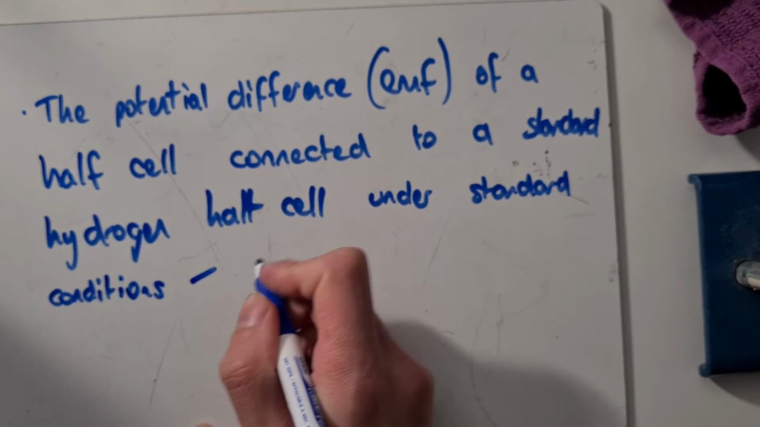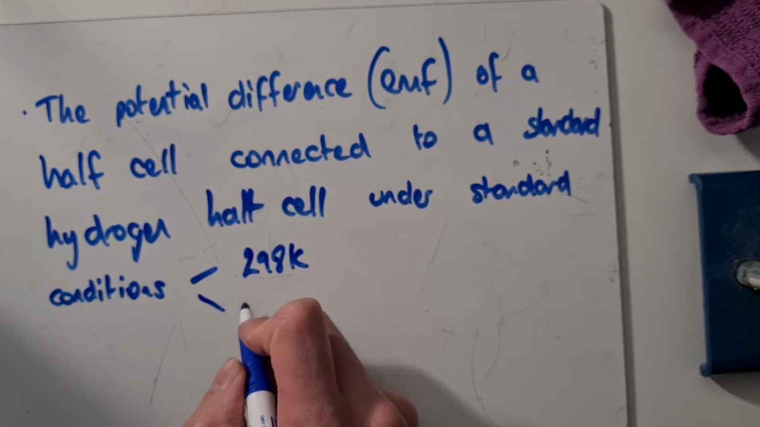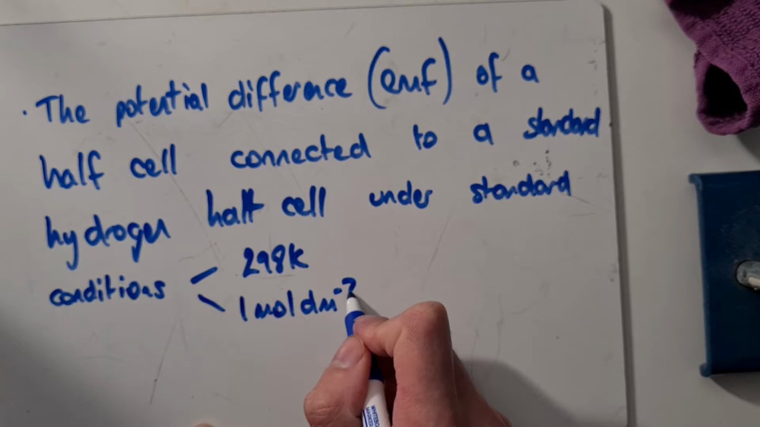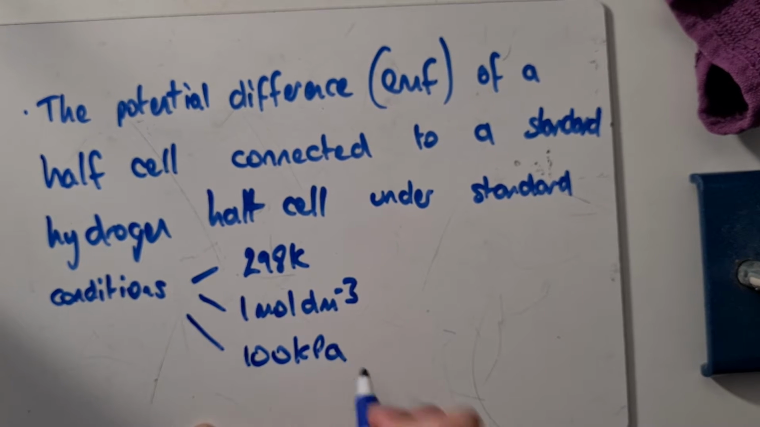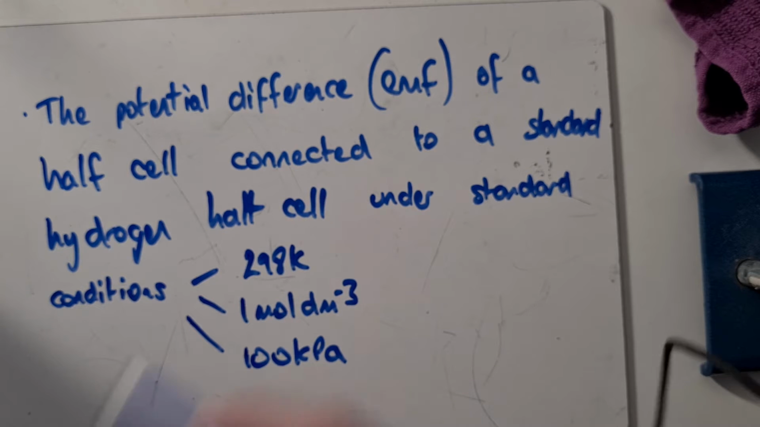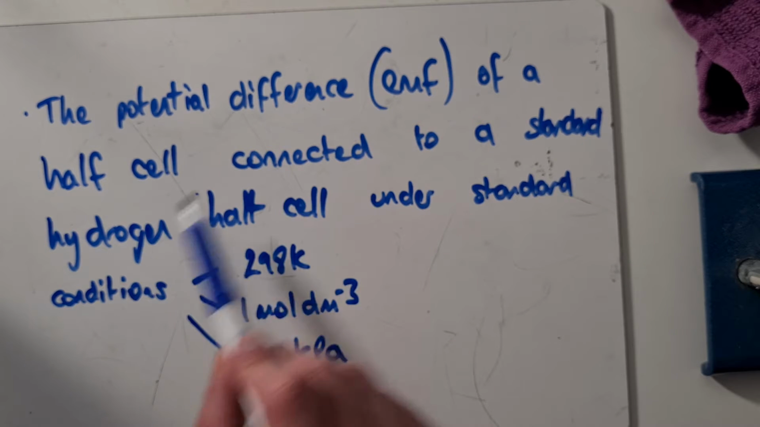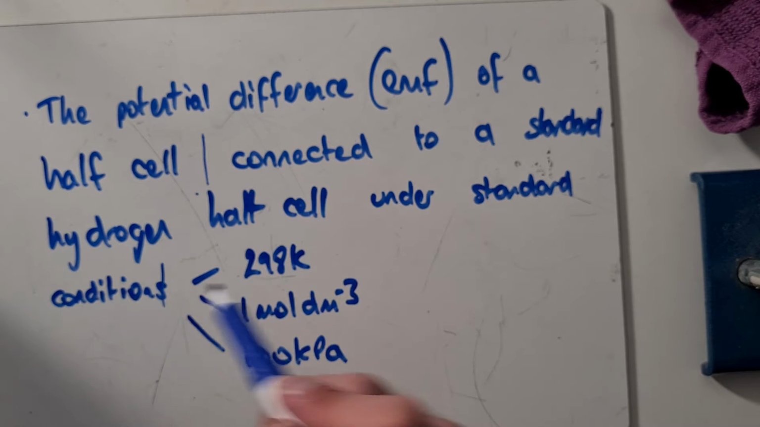And those standard conditions are 298 Kelvin, 1 mole per decimetre cubed of the solutions, and 1 atmosphere, or 100 kilopascals. So 3 marks here: one for saying the potential difference, or EMF, of a half cell, 1 mark for connected to a standard hydrogen half cell under standard conditions, and then 1 mark for getting all the standard conditions in there as well.